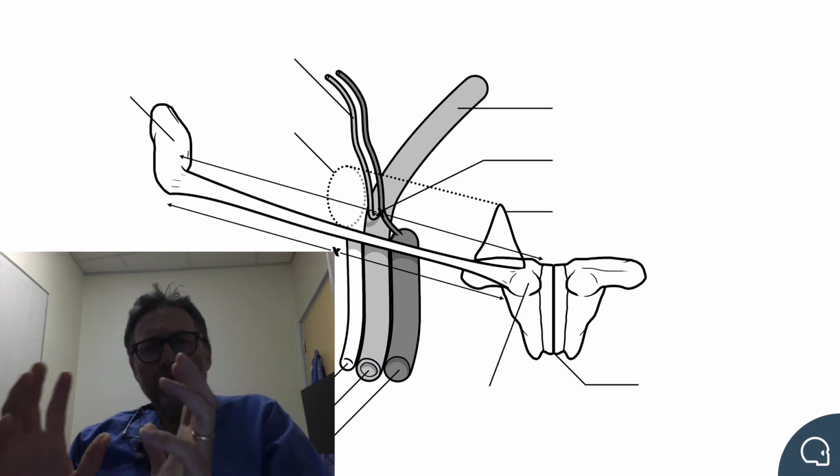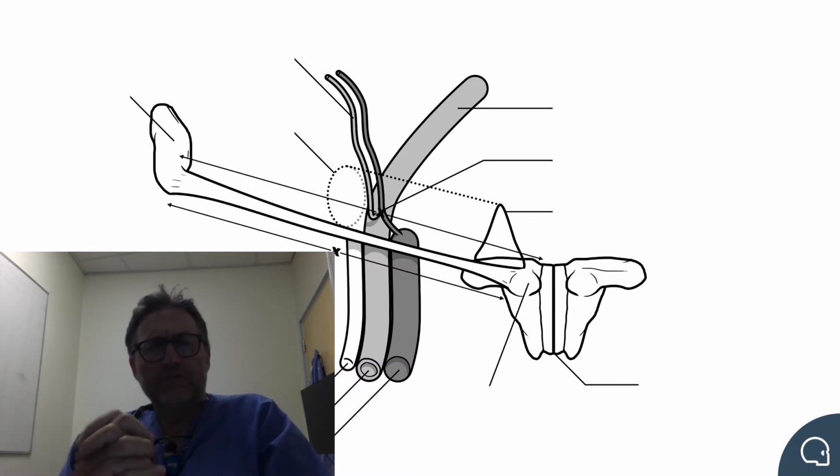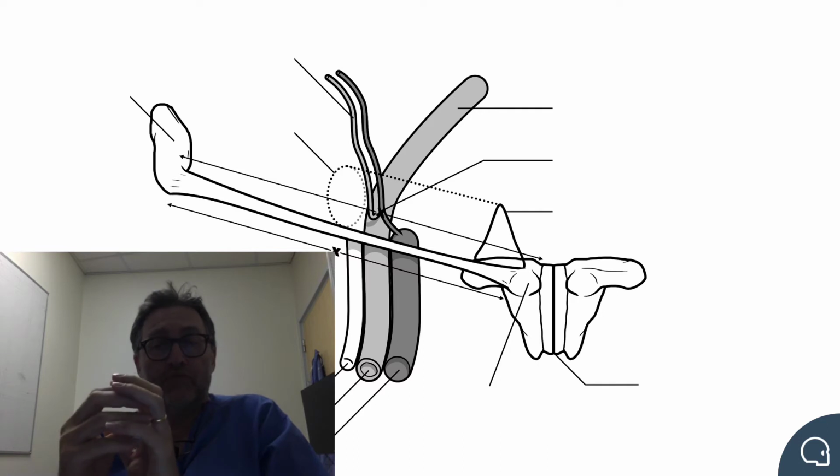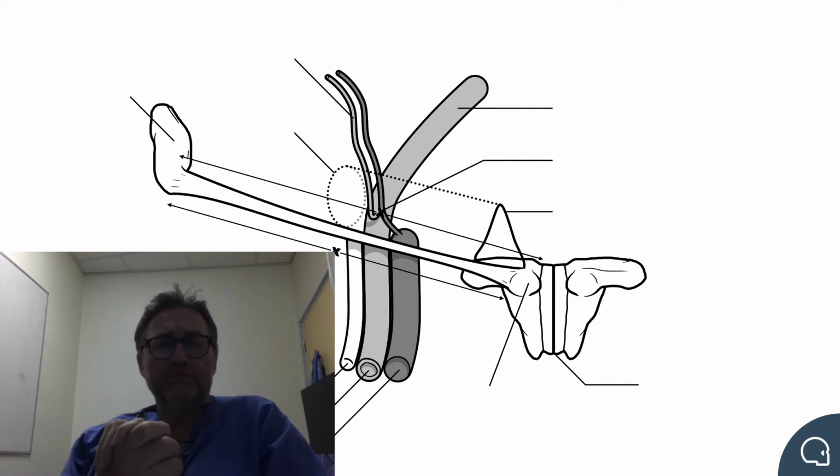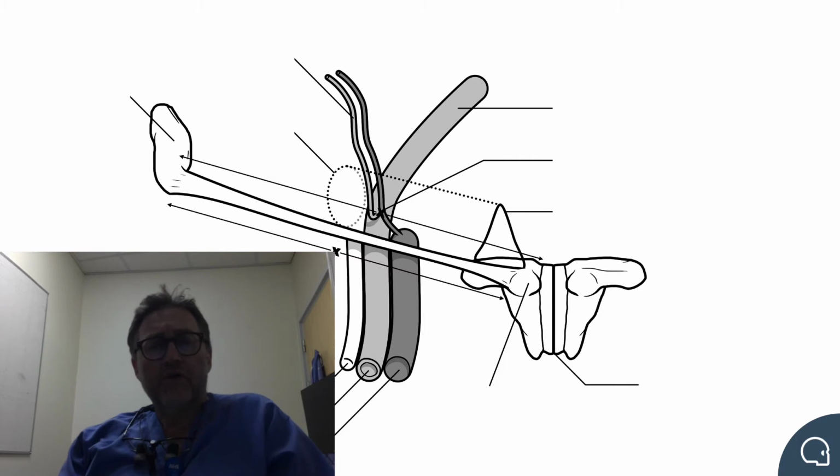So we're talking about hernias. Let's get back onto the subject. Let's remind ourselves what a hernia is. A hernia is when an organ or structure is prolapsing through an abnormal defect in the structures which normally contain that organ or structure. So looking at the diagram, we can see two obvious places where that can occur.